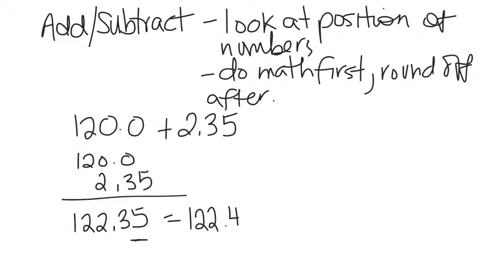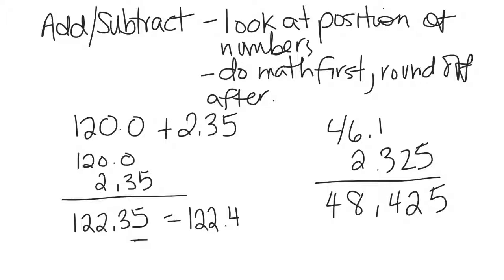Are we okay with that? Do you want to do another one? 46.1 and 2.325. This is rounded to the tenths. This is rounded to the 10,000ths. So, Ankit? 48.4. You're gonna drop the 2. 48.4. We're dropping the 2. It's less than 5, so we leave the previous number alone.